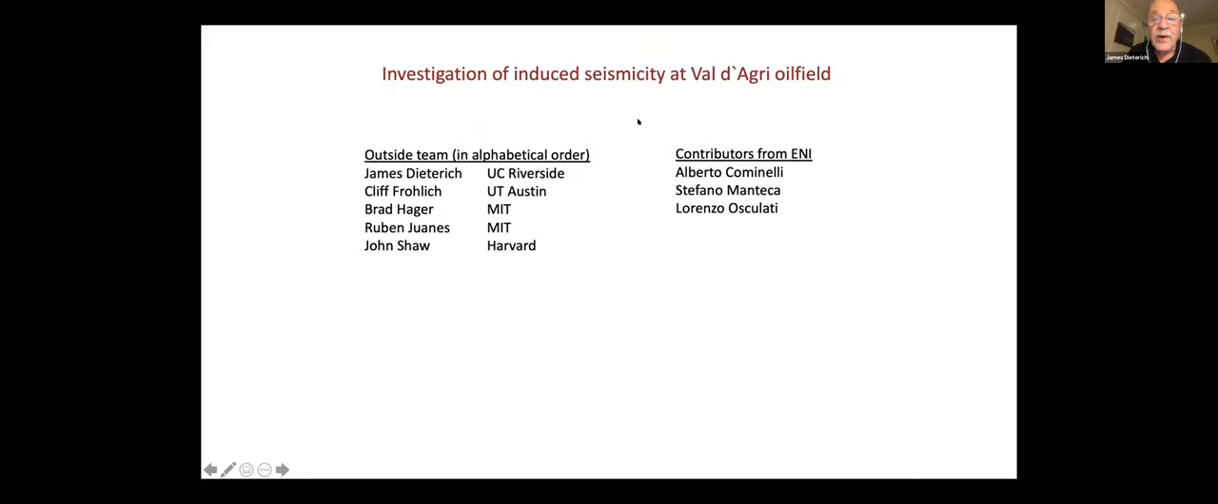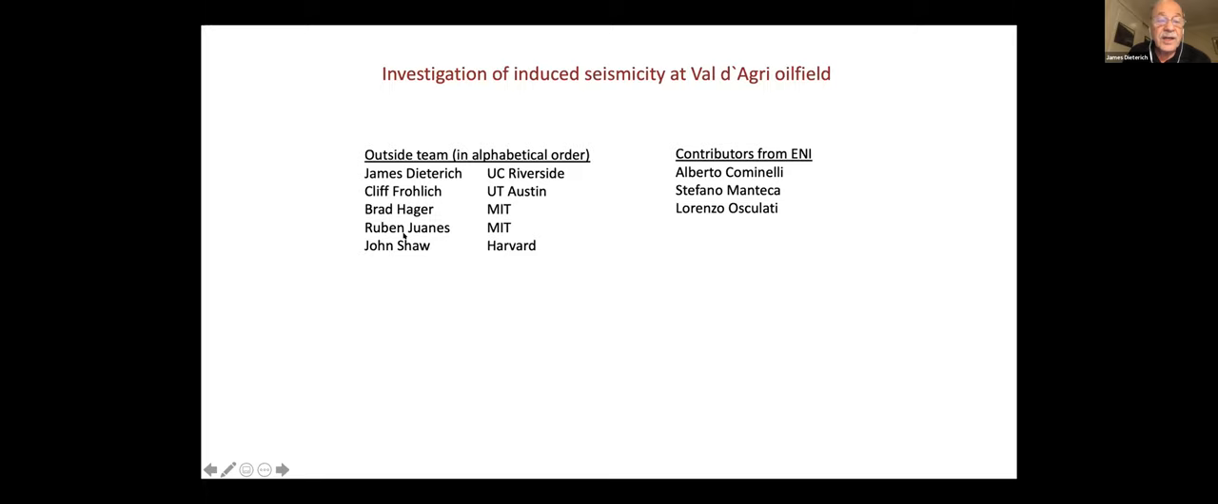I need to acknowledge ENI, the Italian oil company that operates this field. They've been incredibly cooperative and helped support this study. And they brought in an outside team to look at the induced earthquakes they were producing. This is the team.